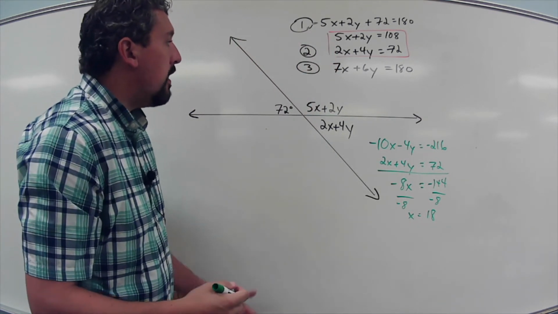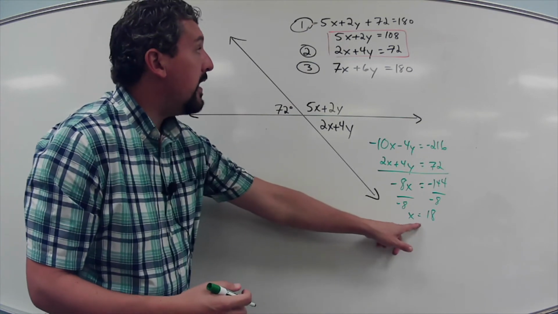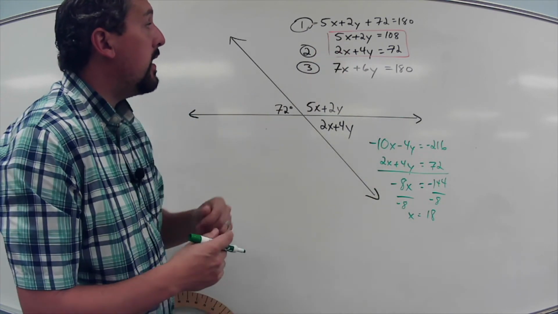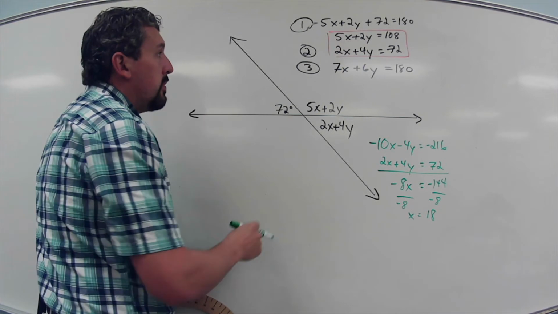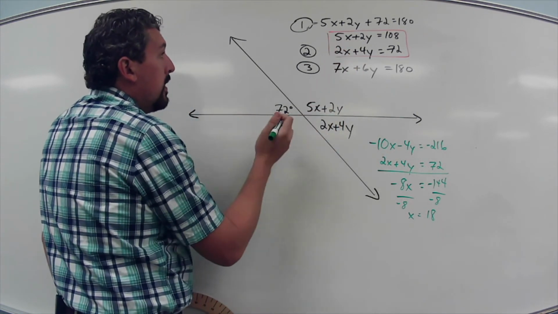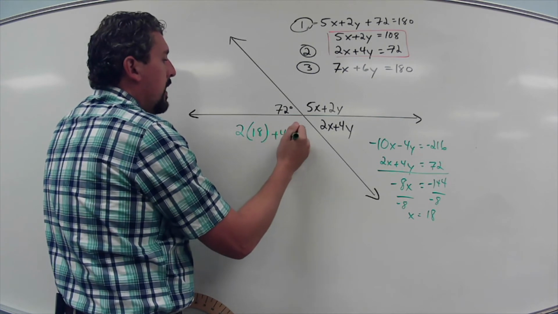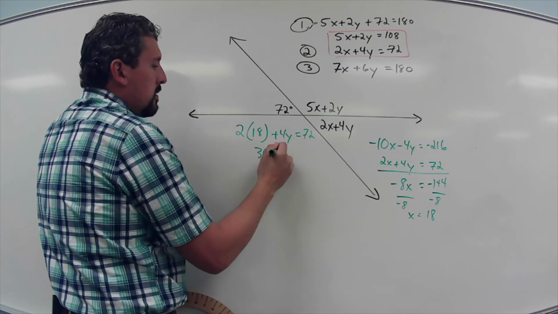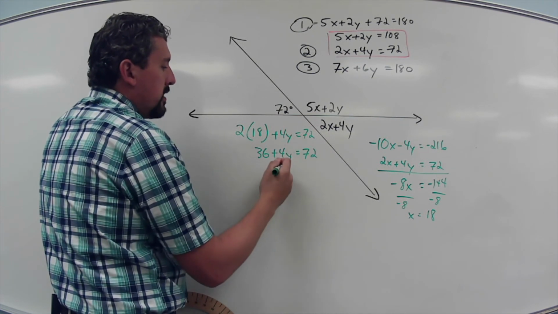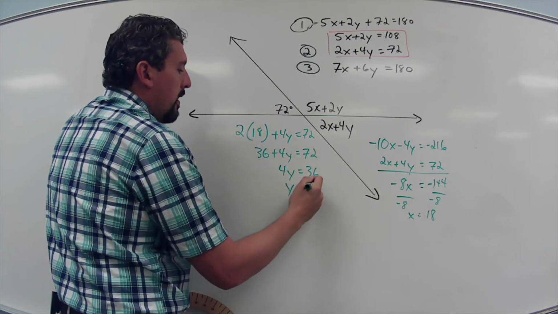Last step here to solve for x and y in this problem is to take our x value, pick any of the equations we have to plug in to find y. So I'm going to take this smaller numbered one here. We're going to go 2 times our x value, 18, plus 4y equals 72. So our y variable is 9.